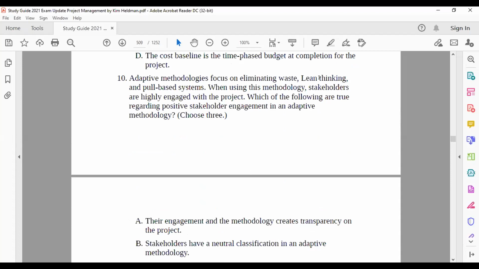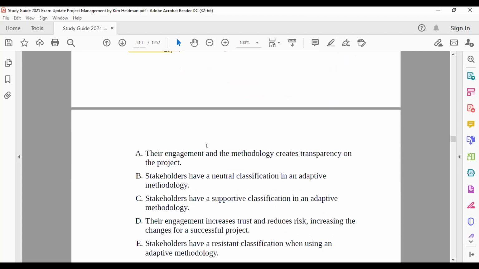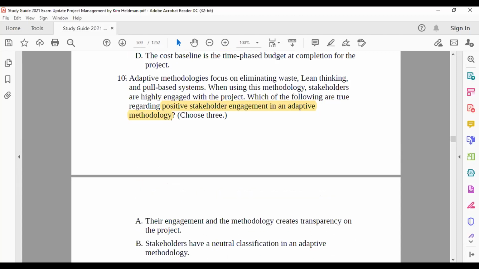Adaptive, focus on eliminating waste, lean thinking, and pull-based systems. When using this, which are true regarding positive stakeholder engagement in an adaptive methodology? And I think these are the ceremonies or the meetings. You have to select 3 answers. How many are given? 5. So find the 2 wrong answers. Positive engagement in an adaptive methodology. Did you see I didn't give it a value, whatever it is? Your question is this one, the highlighted one. Whatever is written, forget it.